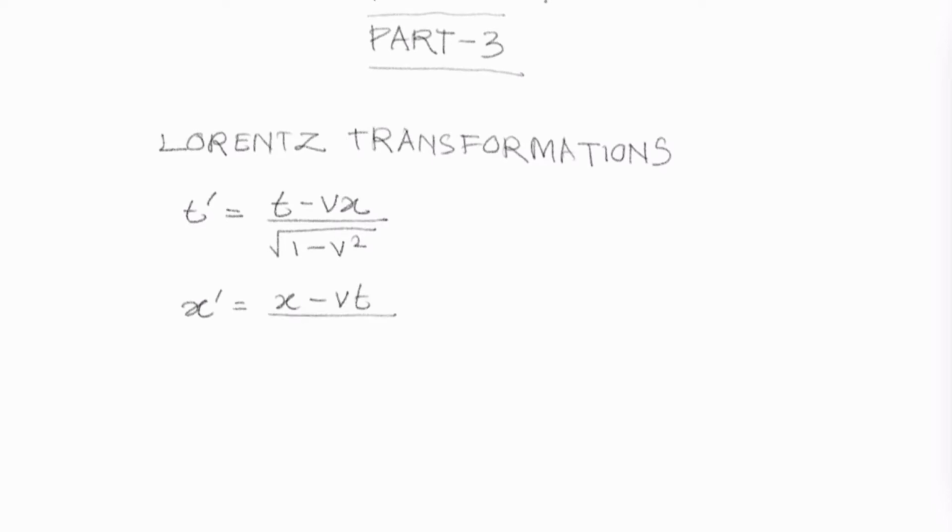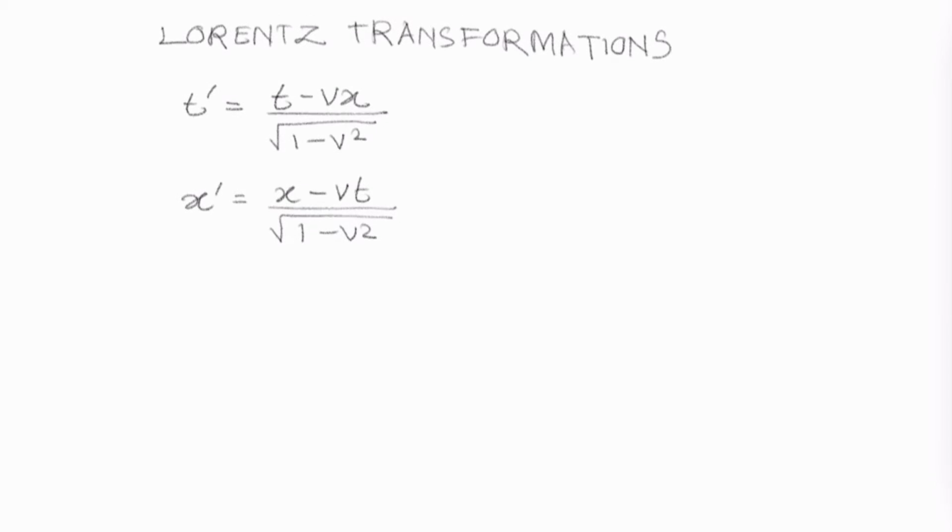In the previous video, we discussed Lorentz transformations, length contraction, and time dilation. T bar equals T minus Vx over square root of 1 minus V squared. X bar equals X minus Vt over square root of 1 minus V squared. In this video, we will discuss the concept of proper time.